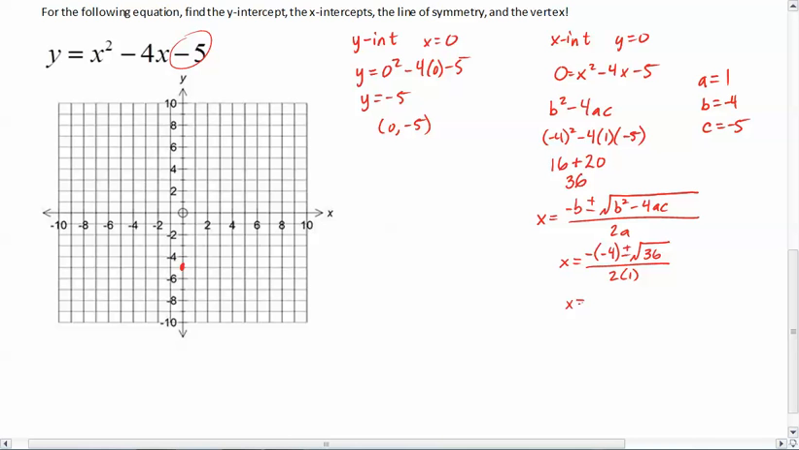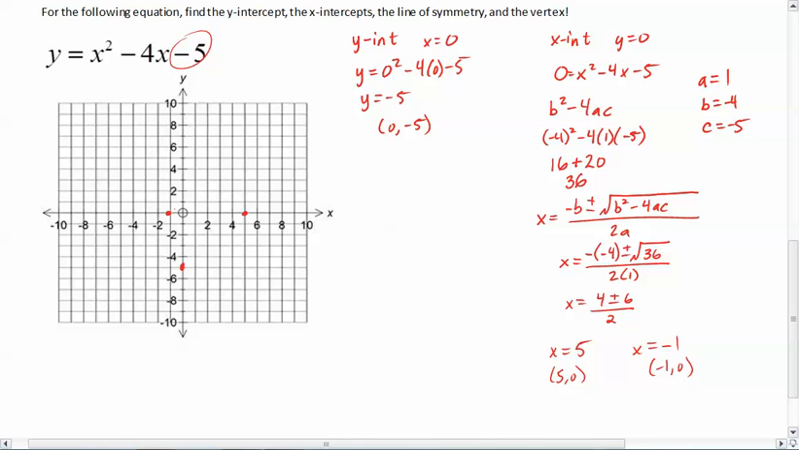So x equals positive 4 plus or minus 6 over 2. So x equals 4 plus 6, which would be 10 over 2, which would be 5. And x equals 4 minus 6, which would be negative 2 over 2, which is negative 1. So 5, 0, and negative 1, 0. So I'm going to go ahead and put those on. 5, 0, and negative 1, 0.